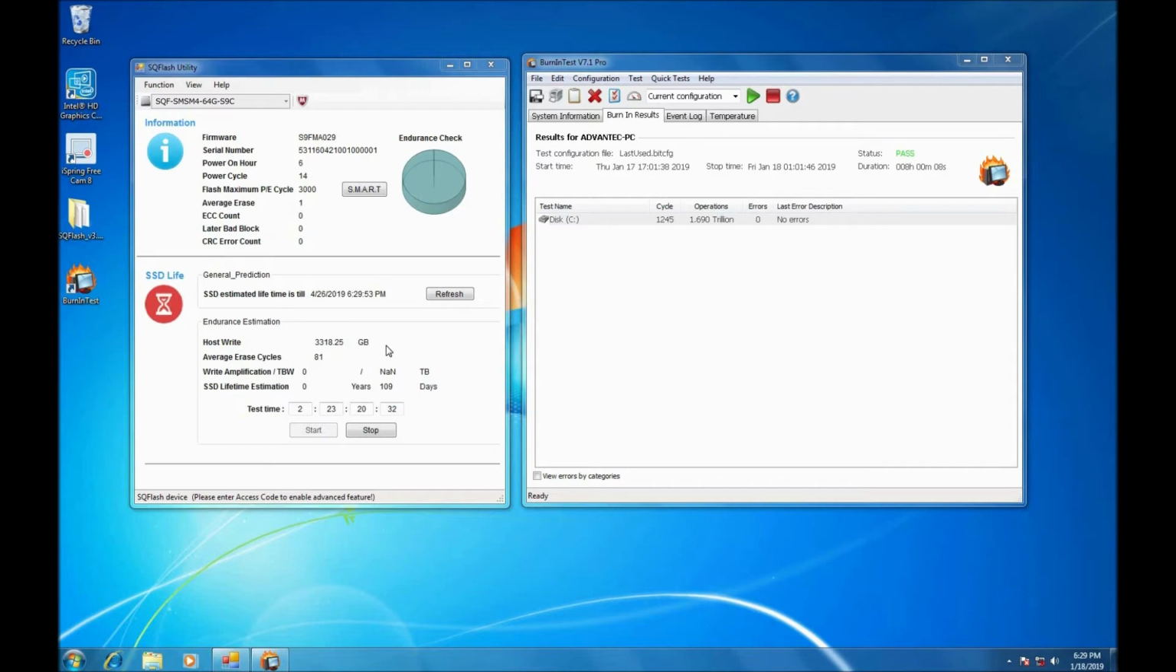And what we can see here is we started with the drive at an estimated life of about the end of 2020, about 2 years. And now for this particular workload where we were writing 800 gigs a day, the estimated life, if we were to keep at this pace, is about 109 days. So around about 3 months from now, we could expect to see this drive starting to have some issues.